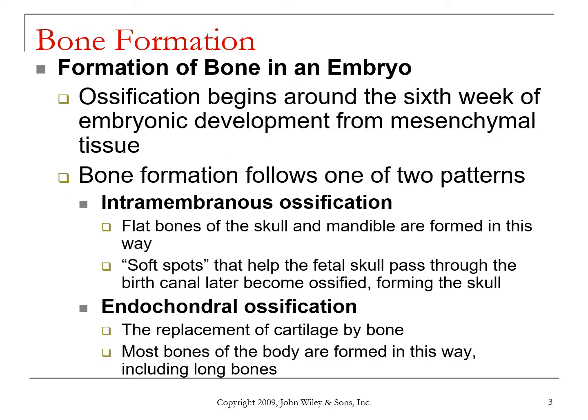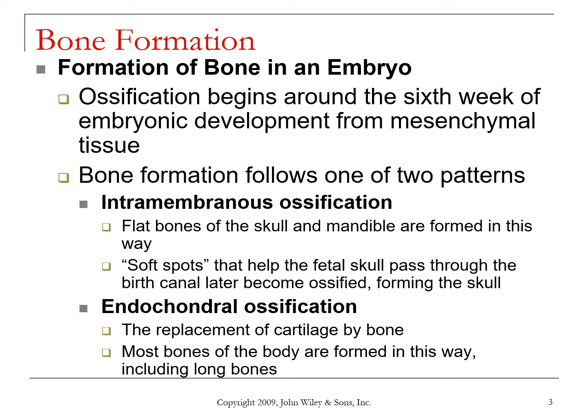Ossification, again, that is the formation of bone tissue, actually begins during embryonic development at about 6 weeks gestation. Bone tissue develops from mesenchyme, which is one of the 3 embryonic tissues. So mesenchyme gives rise to all the connective tissues, including bone tissue, along with all the muscular tissues. Bone formation from mesenchyme follows one of 2 patterns, either intramembranous ossification or endochondral ossification.